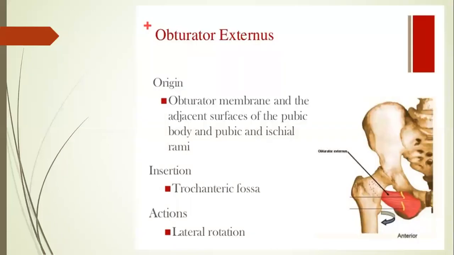Now, here is the picture for the obturator externus muscle. This is the origin of the obturator externus muscle, as we previously discussed, from this area. And this area is considered the outer aspect of the obturator membrane. So from the outer aspect of the obturator membrane and the adjacent part of the pubis and ischium, the muscle fibers move towards the insertion. The tendon passes behind the neck of the femur and is inserted into the trochanteric fossa. And this muscle mainly performs lateral rotation at the hip joint.